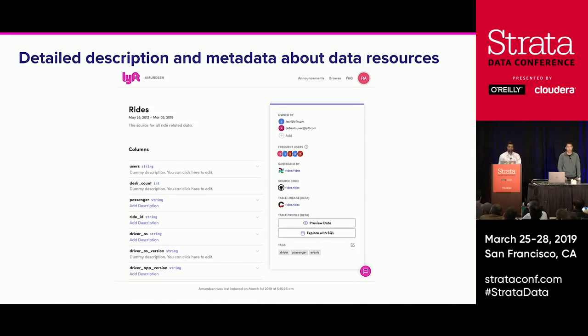And then you see a list of columns in here. You see their types and you see descriptions. Now, descriptions are all editable, both at the table level as well as column level, and they get persisted. So anything you update here gets persisted.